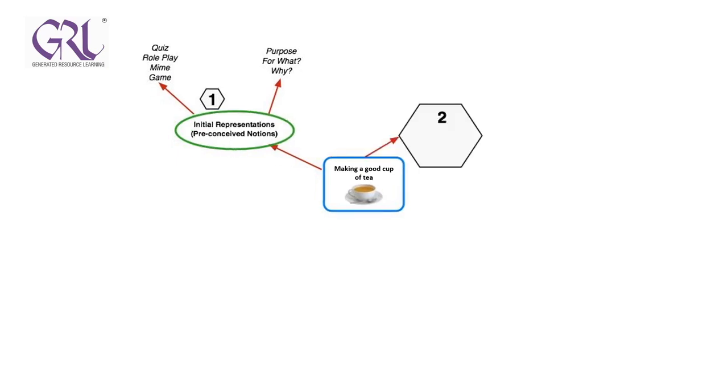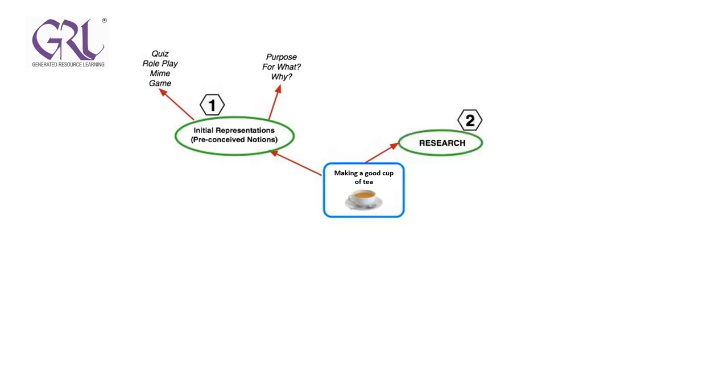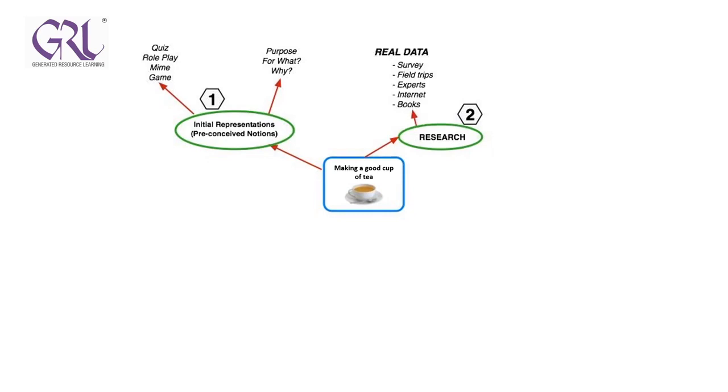Now let us go to step 2. This consists of doing research by the children on the topic or object of exploration. For doing this, children are going to be collecting real data from the surroundings as part of the research. They conduct surveys, they go on field trips, they interview experts, they read books, they use the internet, and so on.